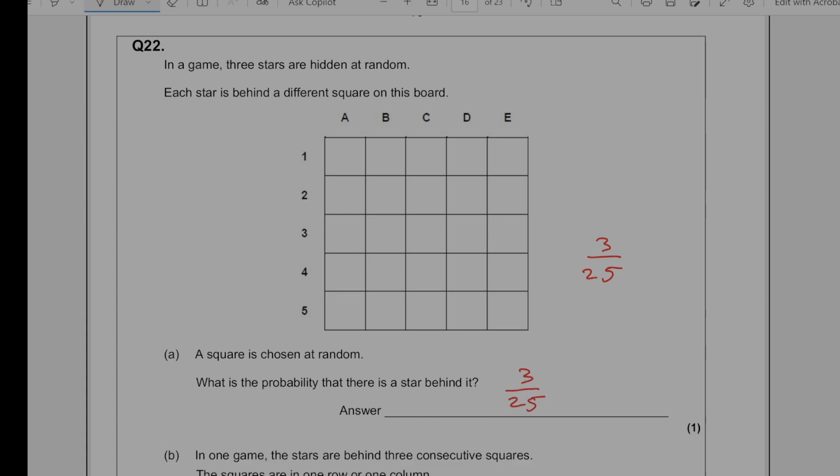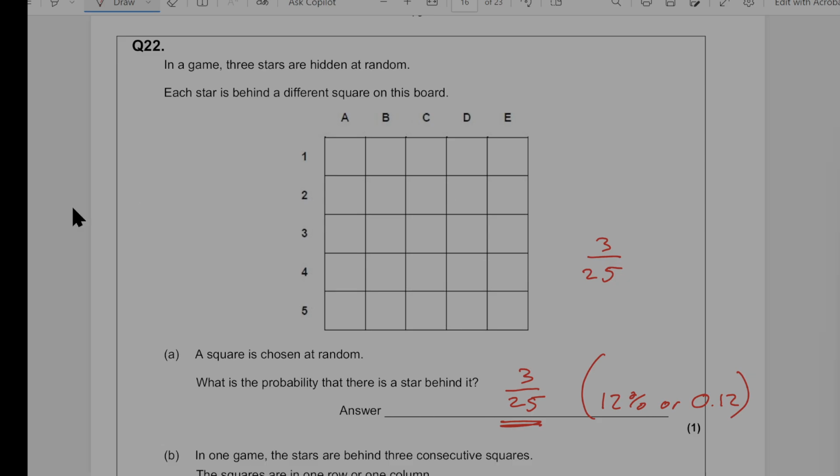You could have gone percentage, so I'll put that in a bracket. As a percentage, that's going to be the same as 12 out of 100, so that would be 12%. Or decimal, that would be 0.12. I would have gone for 3 out of 25, but I think it's useful to mention the other option.